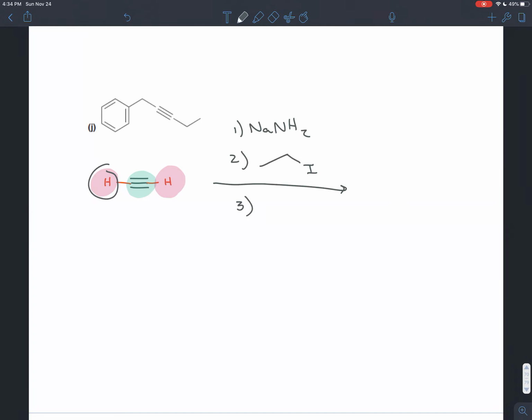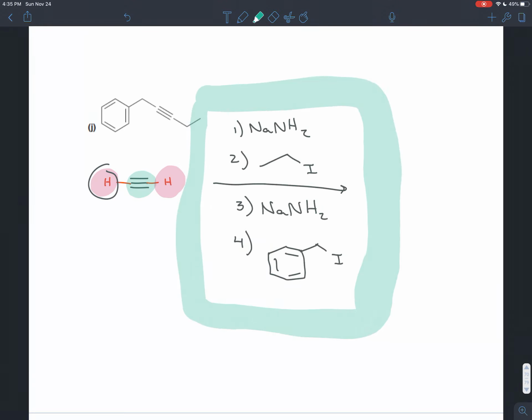Then, to create the left side, we want to replace the hydrogen with all this stuff. So we rip the hydrogen off with a strong base like sodium amide. Then we have a carbon nucleophile. All we have to do is react it with this, just with a leaving group on it. It could be any leaving group. And if you do that, you will end up with your final product. So this would be a recipe for making this molecule here out of acetylene.